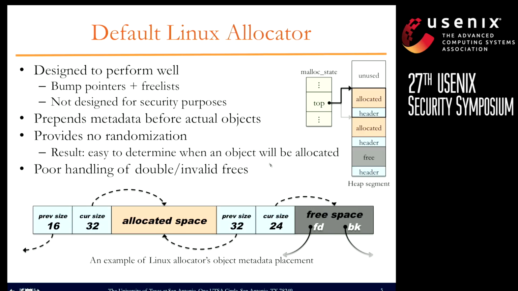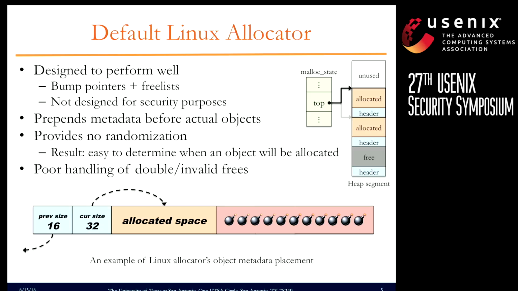But you can see a problem if an overflow occurs. It can not only corrupt the size and status metadata, but it can manipulate those free list pointers, which can give the attacker some control over the allocation functions. Also, it provides no randomization, which makes it easy for an attacker to determine which objects will come up for reuse next. And lastly, it has poor handling of double and invalid frees. As an example, if the metadata were corrupted, the allocator is unable to check the object status, which can lead to the same object being utilized more than once, and could ultimately result in hijacked control flow.